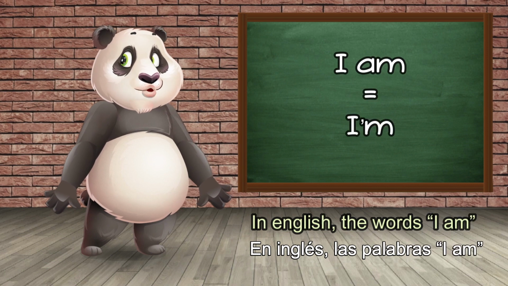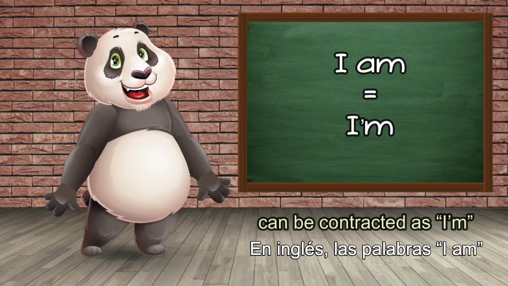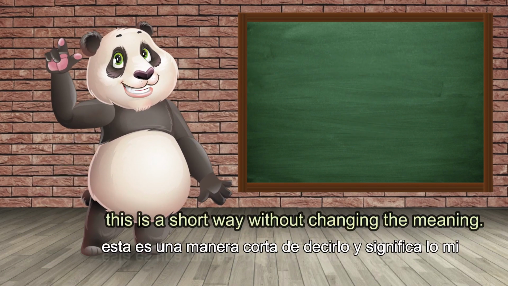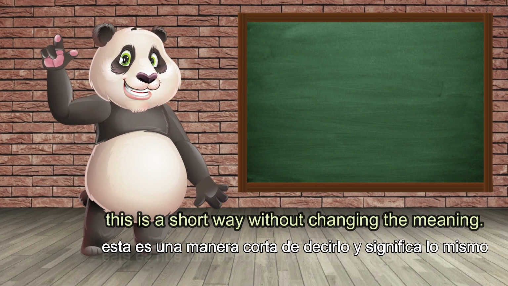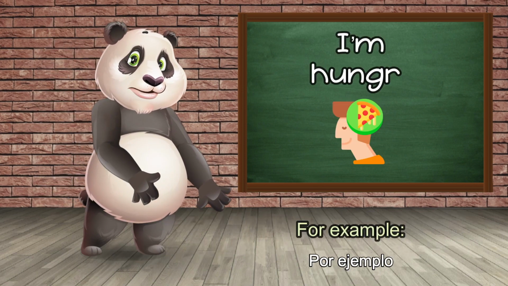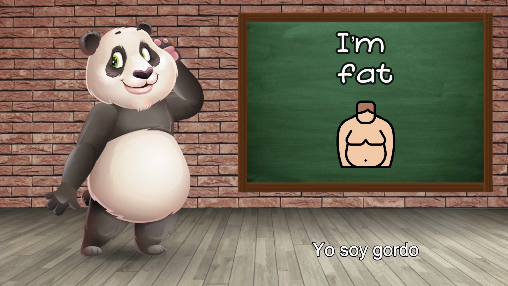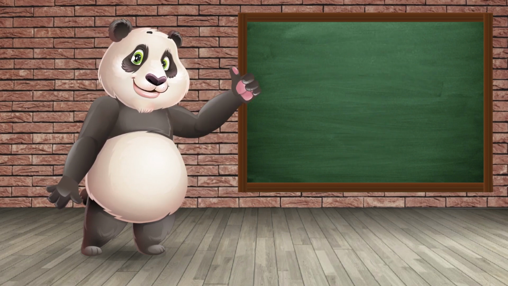In English, the words "I am" can be contracted as "I'm." This is a short way without changing the meaning. For example, I'm hungry. I'm fat. I'm at the park.